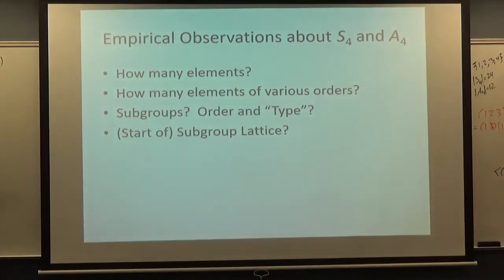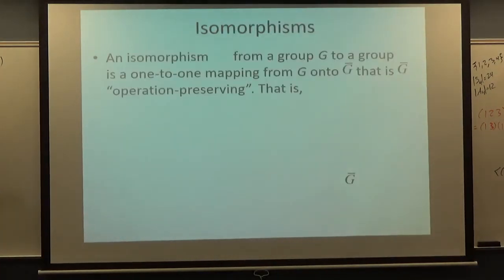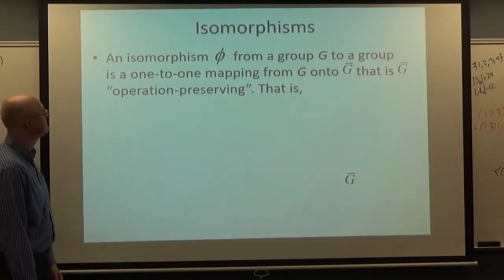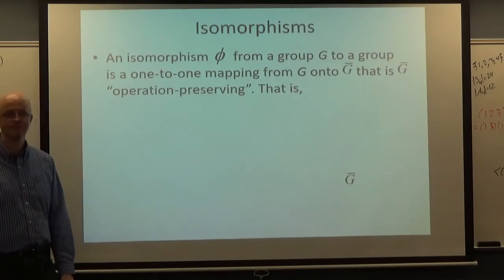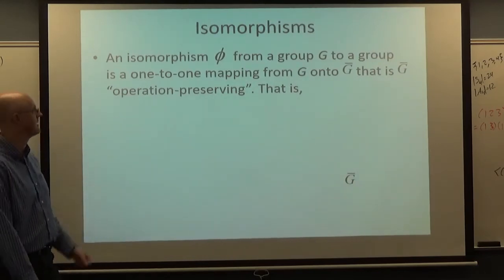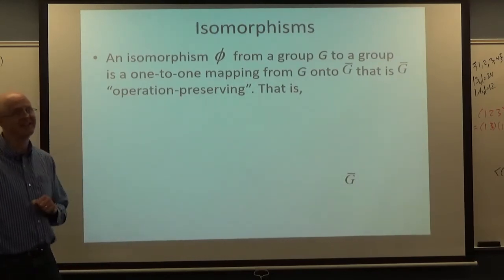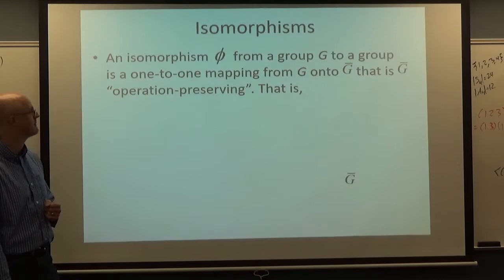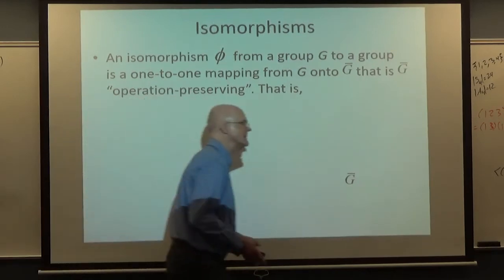All right, for the rest of our time, let's start talking about isomorphisms. What are they? An isomorphism, first of all, is a function. Call it phi. This is not Euler phi, okay? This is not Euler phi, it's another kind of function. It's got to be one-to-one and onto.